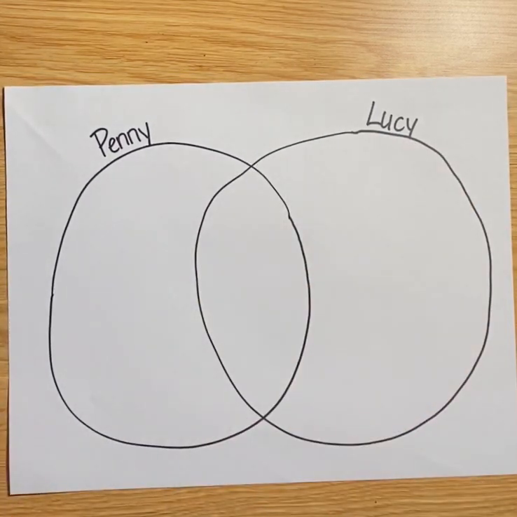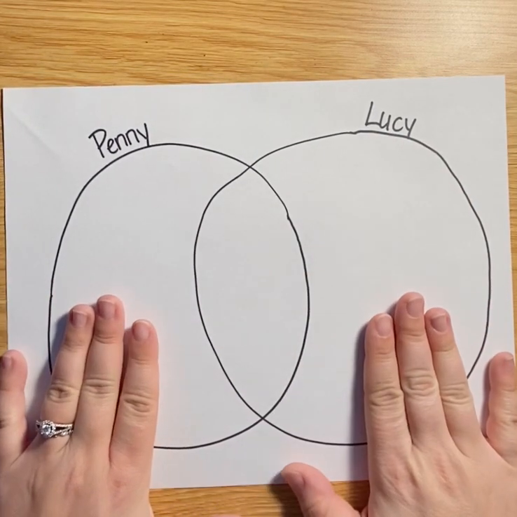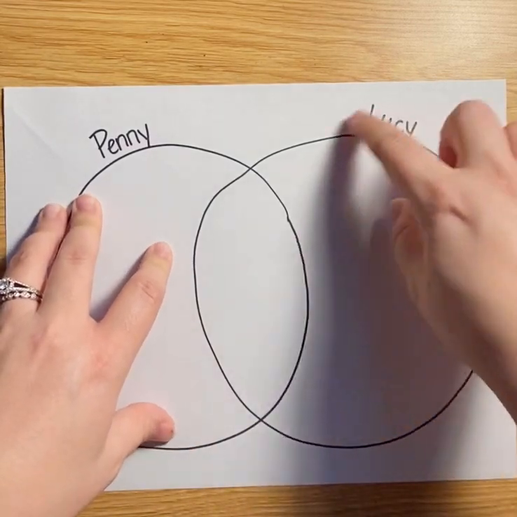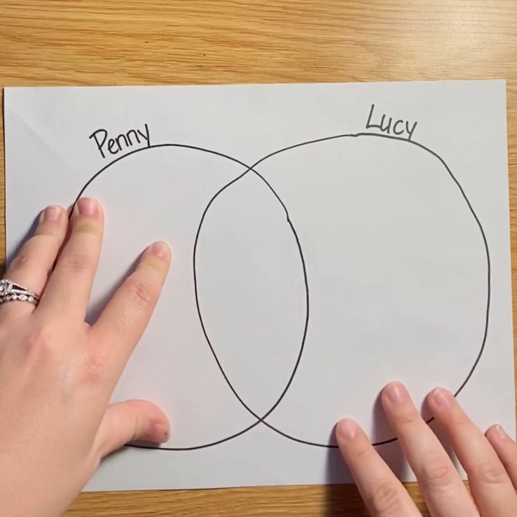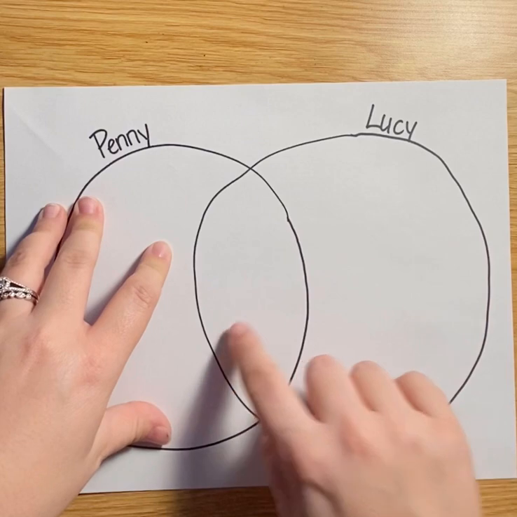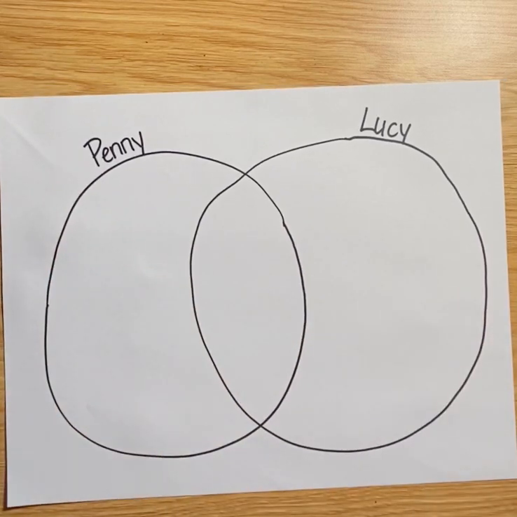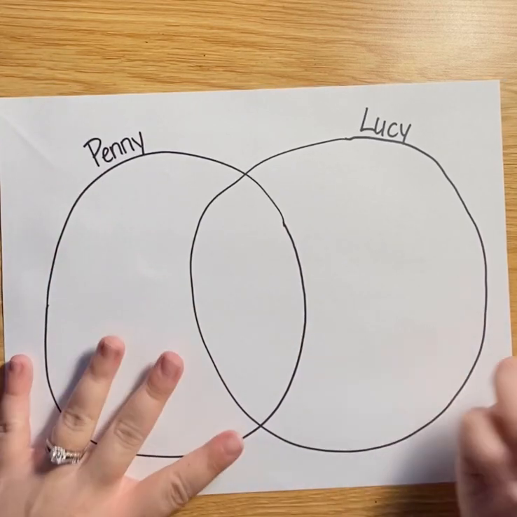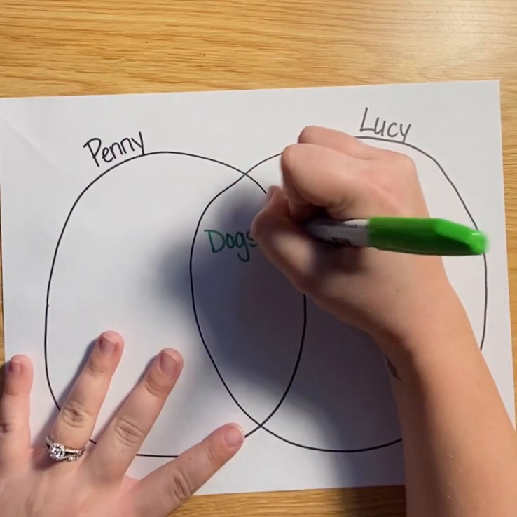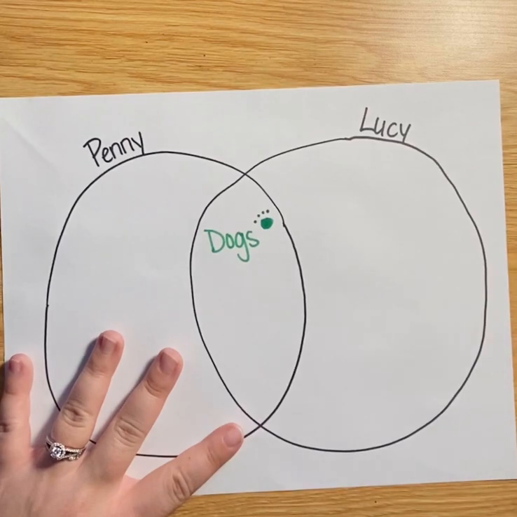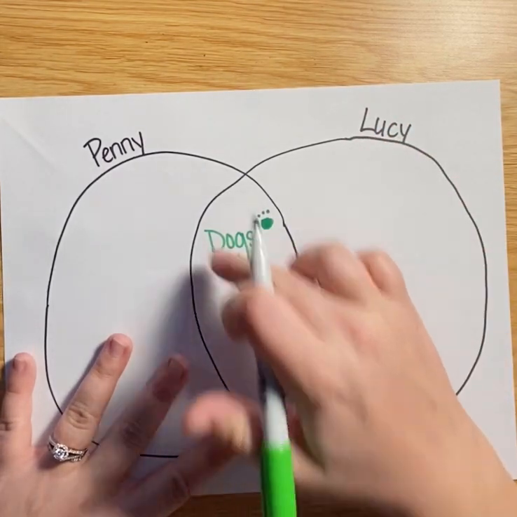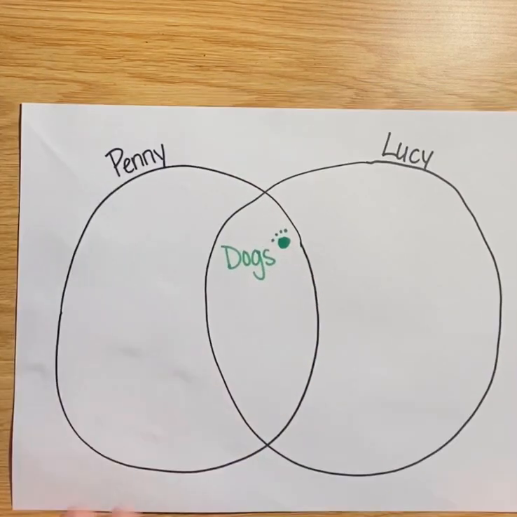When we're talking about Venn diagrams, the 2 sides are going to be points that are unique to that person or that thing that you're comparing. The stuff in the middle is what applies to both. So, for example, I can say that both Penny and Lucy are dogs, right? We'll draw their little paws here. Kind of looks more like a bear, but you know what I'm saying. They're both dogs, right? Penny is a dog and Lucy is a dog.